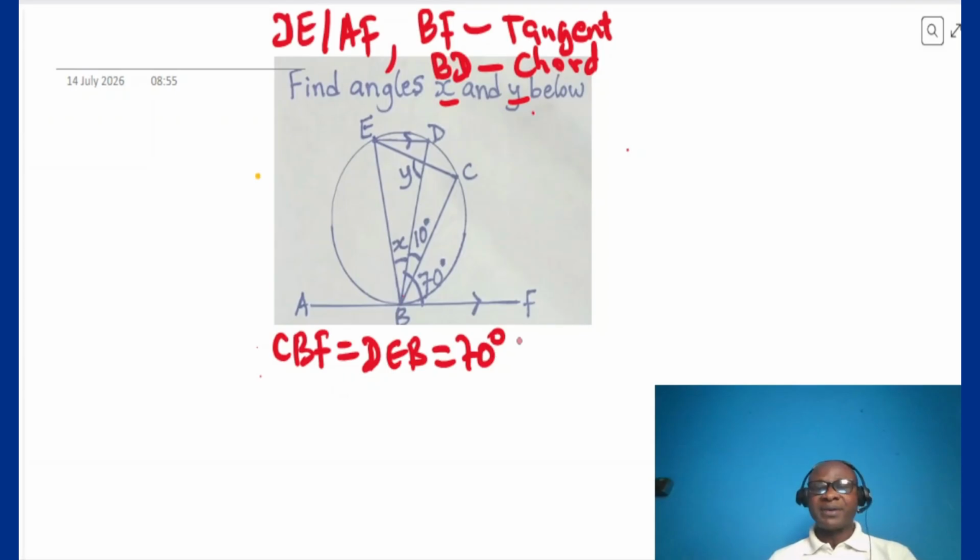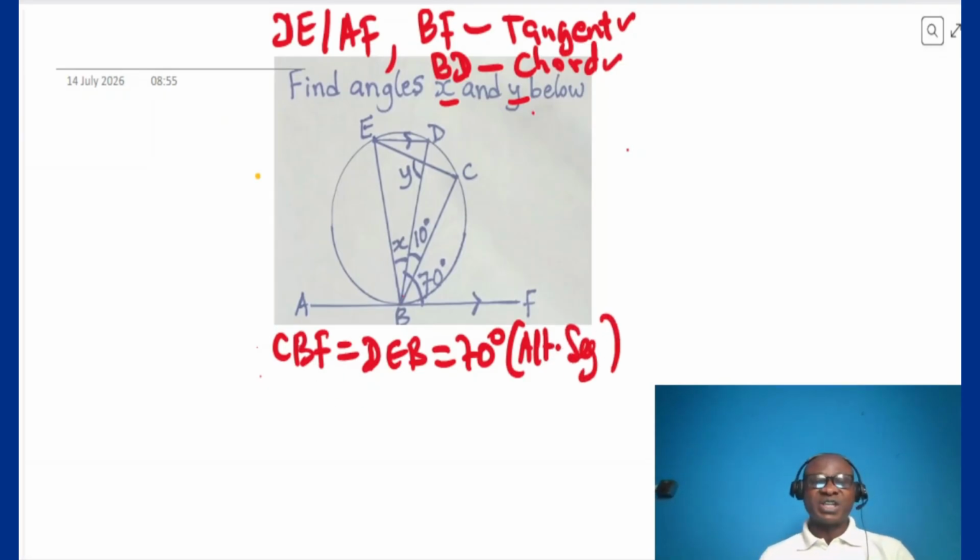What will be our reason? Angles between a tangent and a chord. Look at the tangent, look at the chord. So the angle between them is exactly 70, and that angle is equal to the angle in the alternate segment. So we say angles in the alternate segment. So this is the reason why angle CBF is equal to angle DEB, and that is equal to 70 degrees.